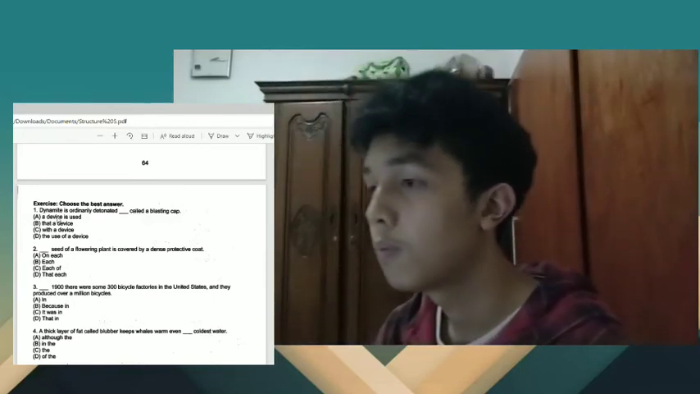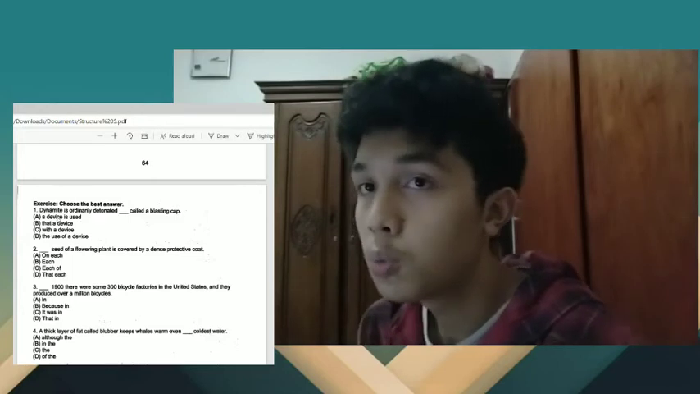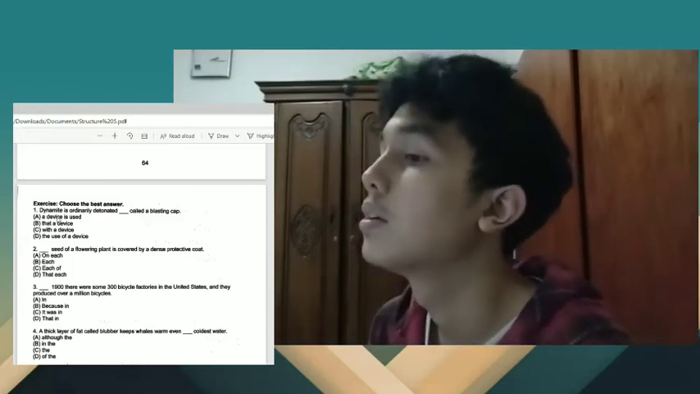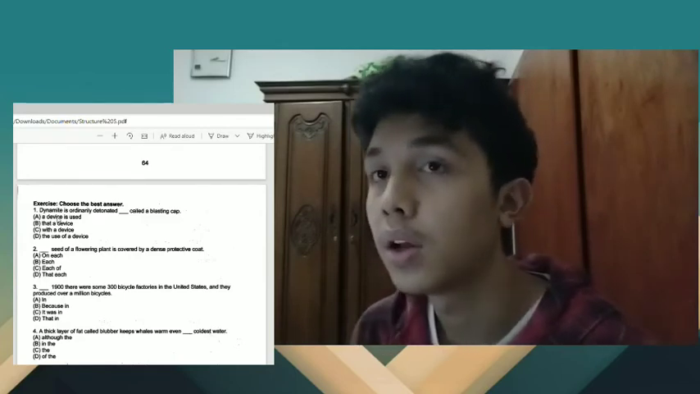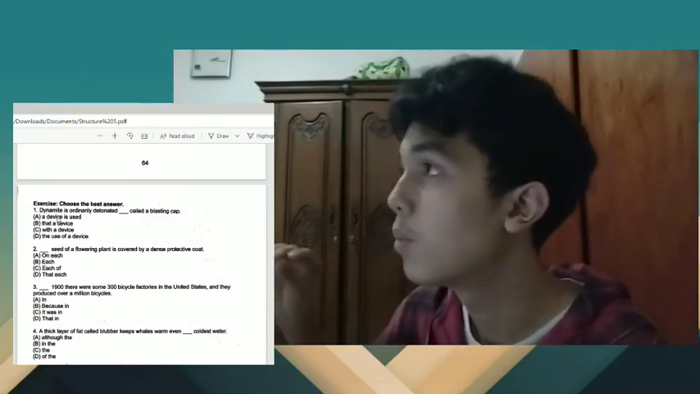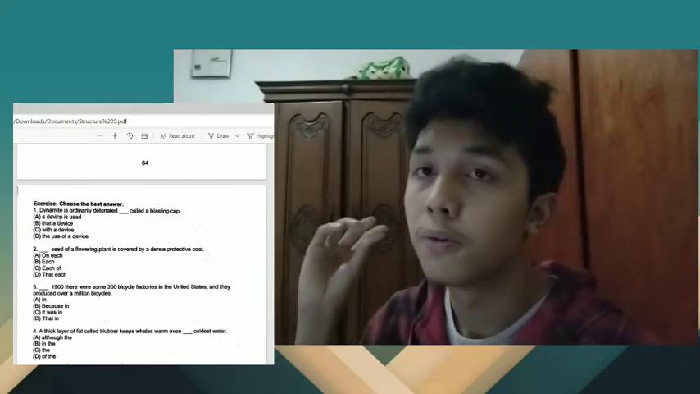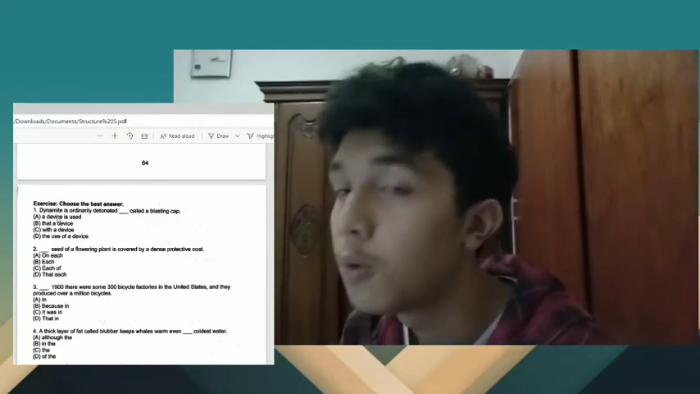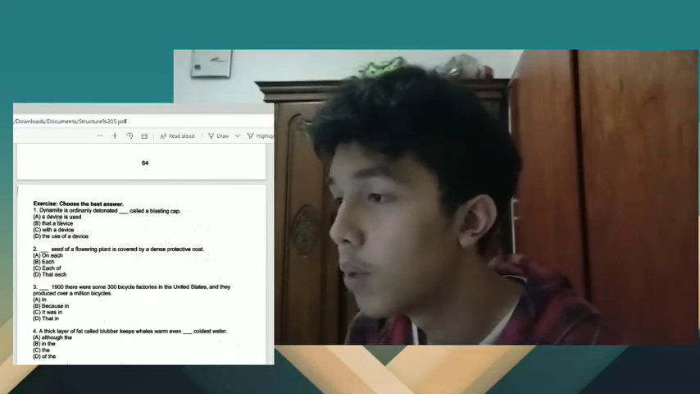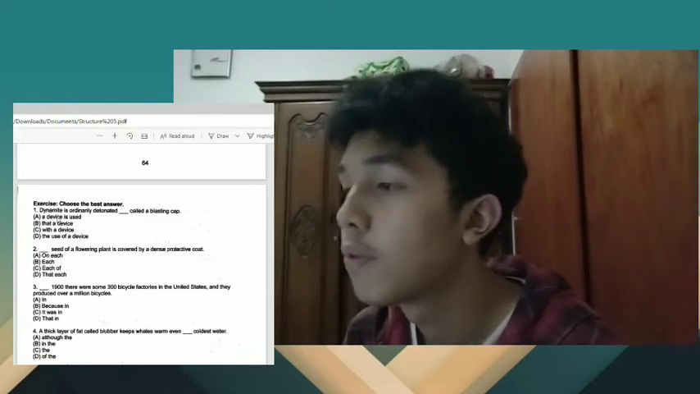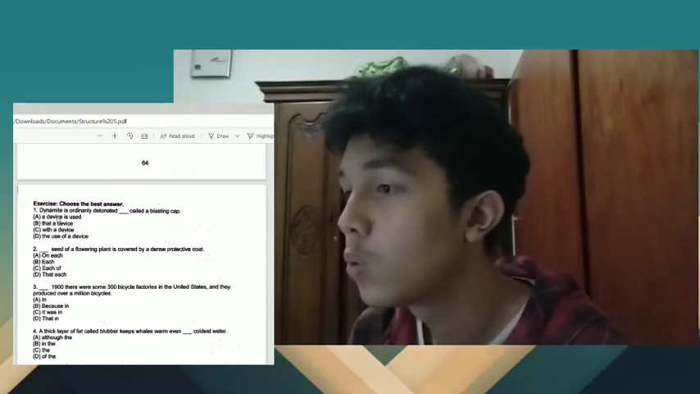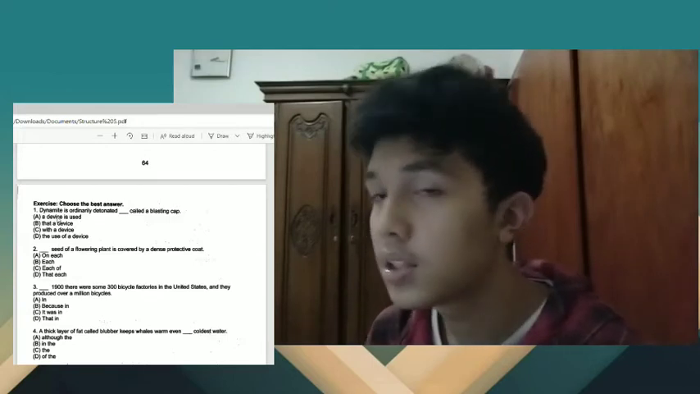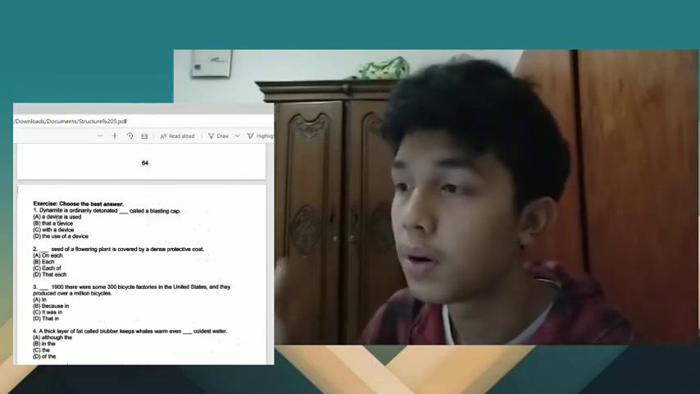So from A, B, C, and D, which one is the correct one? Which one is the most right preposition, which one is the most right words to fill the gap? Blank blank blank seed of a flowering plant, and it works as a subject. So "of a flowering plant" means that the "of" here is working as a preposition.